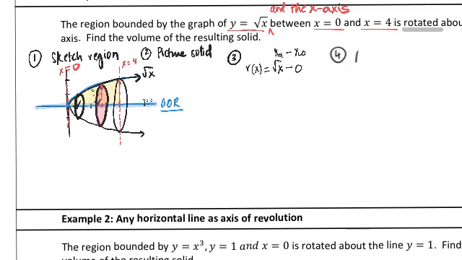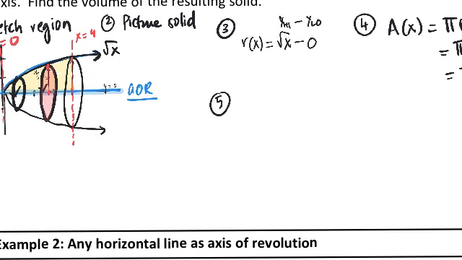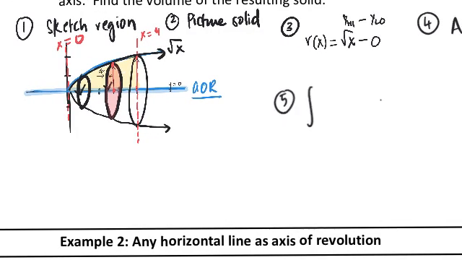Then we are going to write the cross-section area, which is pi r squared. So the radius is rad x. If I square that, then I just get pi x. And then step 5 will be to set up the integral. The integral will be a dx integral because these disks are being stacked side to side. And the limits on the integral will be x values. Those will be the 0 and the 4. And the A of x is what's going to go in here. So pi x goes in there.